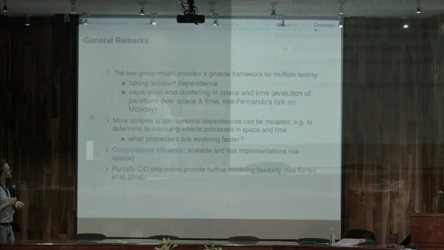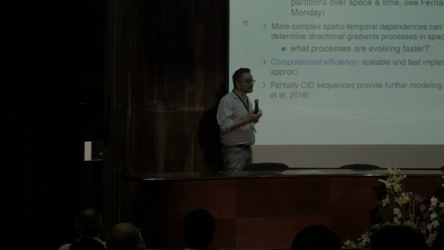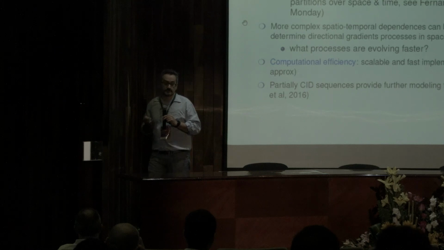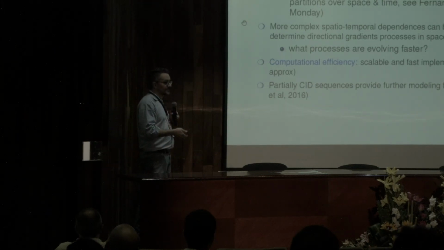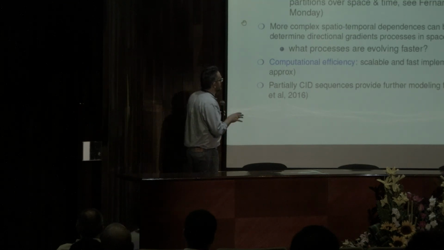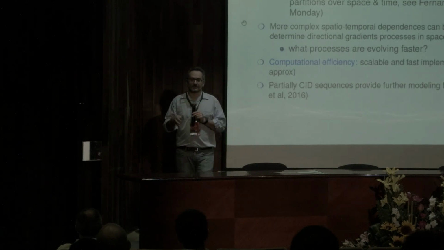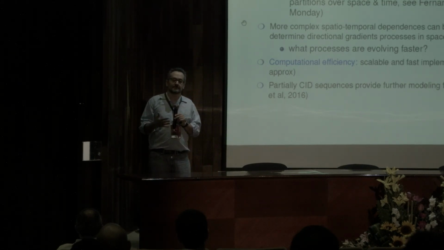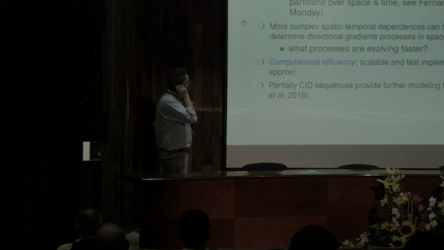And then other types of complex spatiotemporal dependence can be modeled. One may want to know which of the two models is actually describing a faster evolving process, right? So in this case, the multiple testing framework should probably be considered on a gradient of spatiotemporal processes.